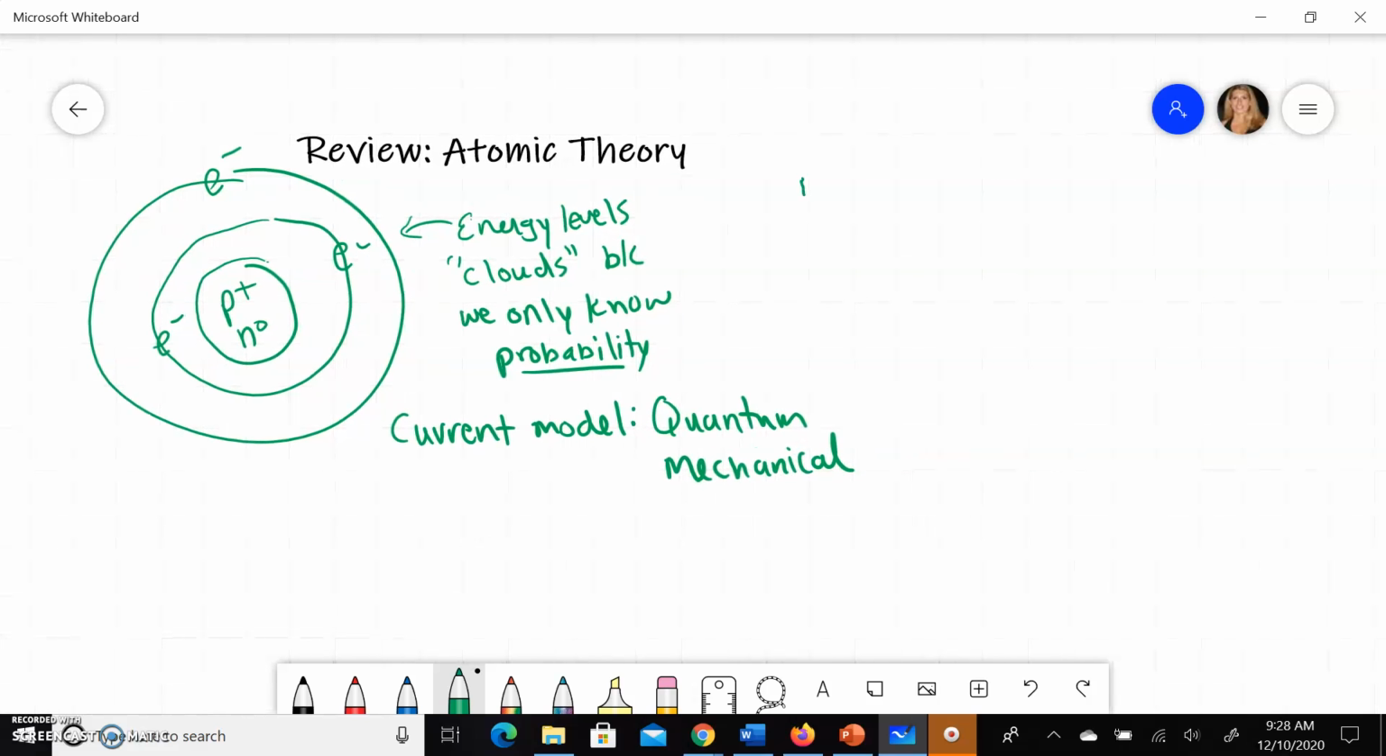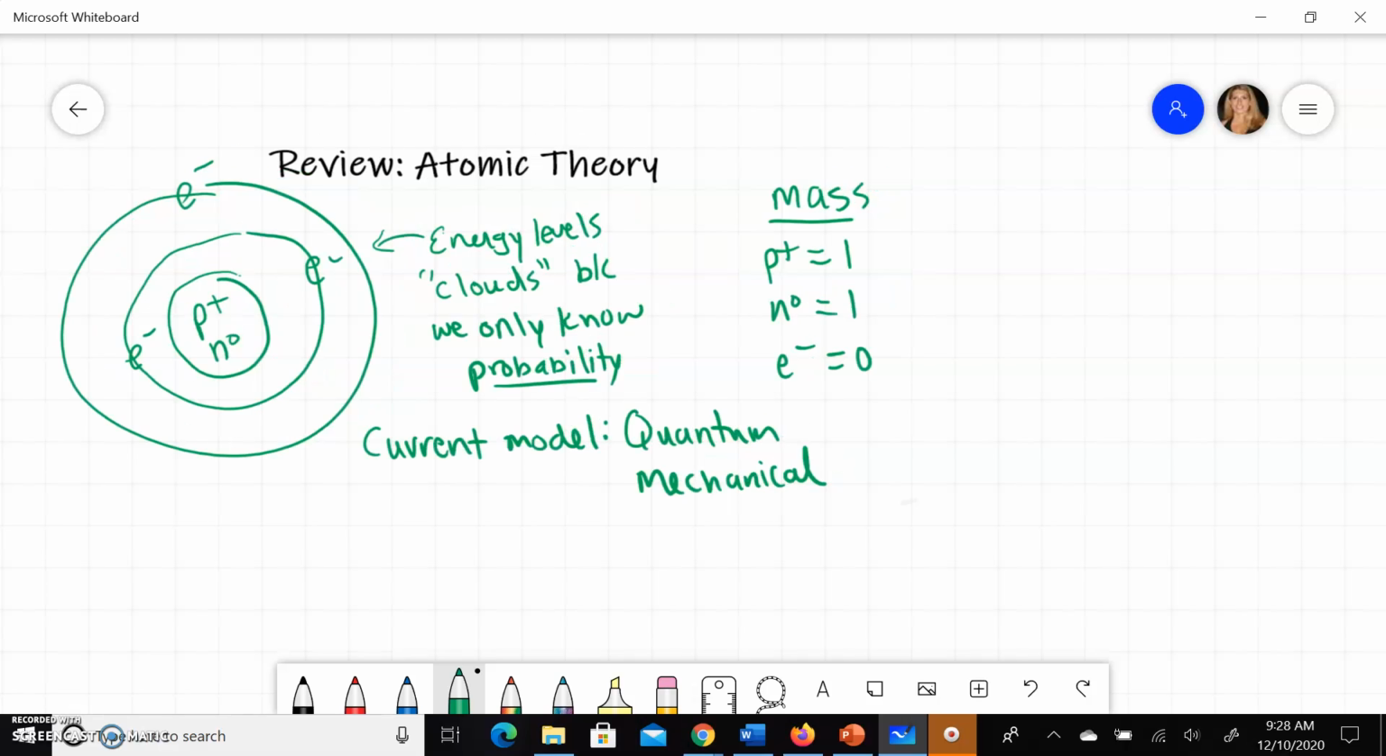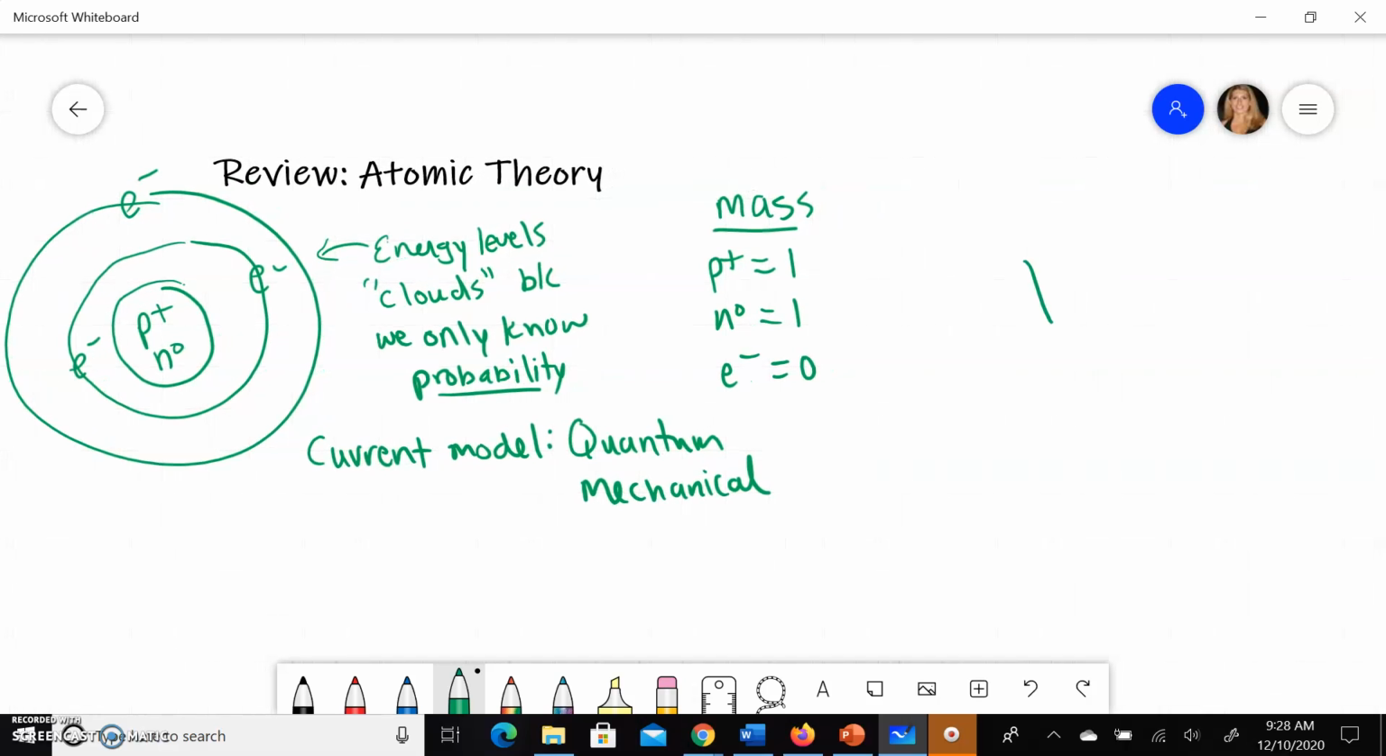You should also understand the relative masses. So compared to each other, we know that the protons and the neutrons weigh about the same, so we'll just call that 1. And then electrons are so small that we consider them to weigh nothing. You should be familiar with this symbol. So we have an element, and then you're going to have lots of numbers. And you need to understand what these numbers are telling you.